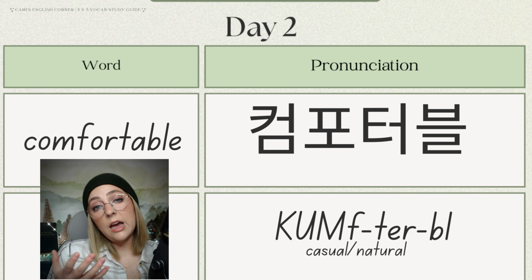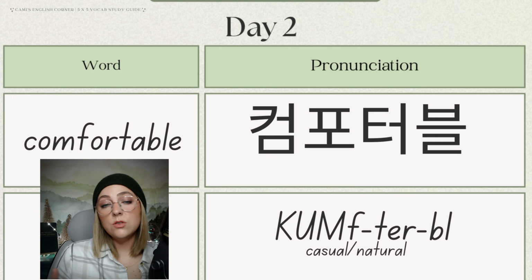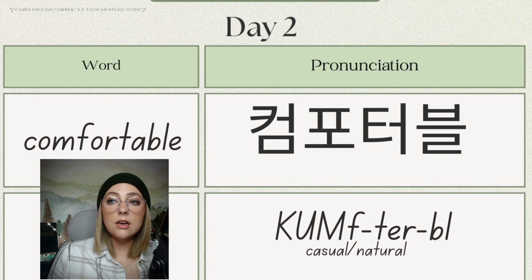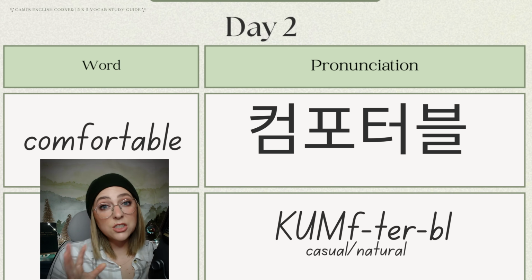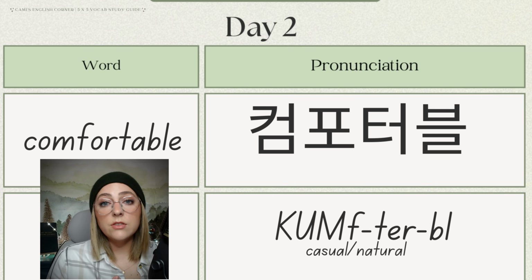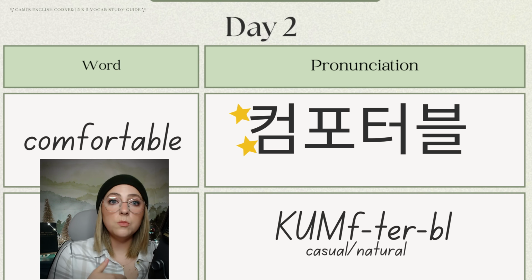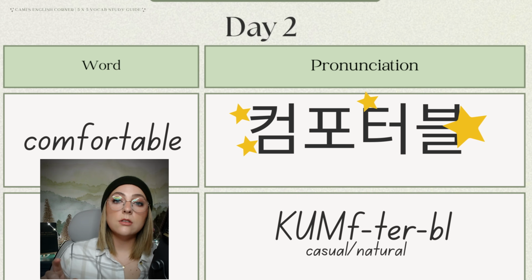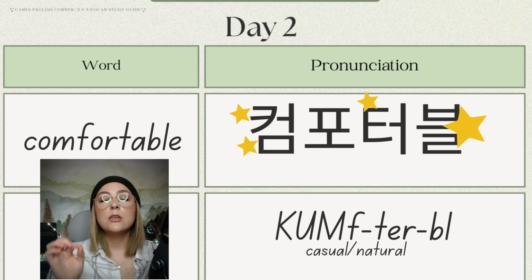So let's look at how we would pronounce this using Hangul. It sounds like comfortable. Now that's close, but not perfect. But first, let's look at the letters that are really good for the pronunciation. So we have the same K sound. The M sound is the same. The T sound is the same. And this final syllable, bull, is perfect.